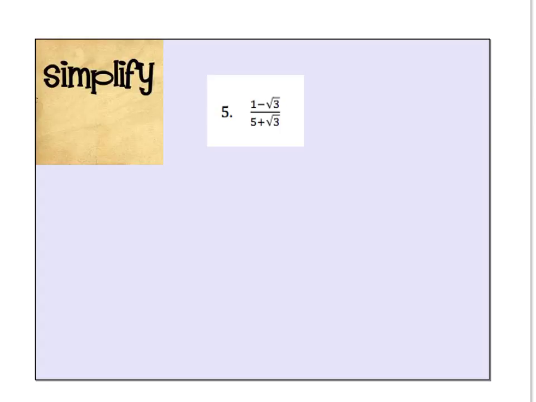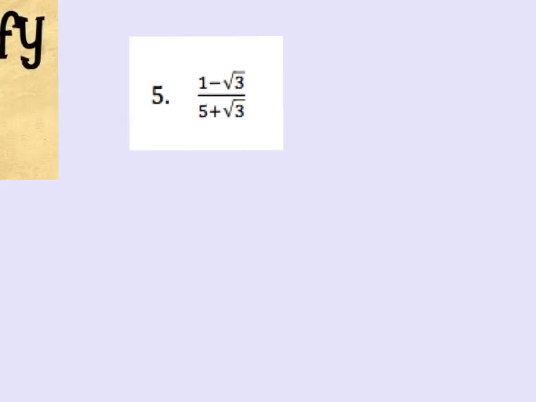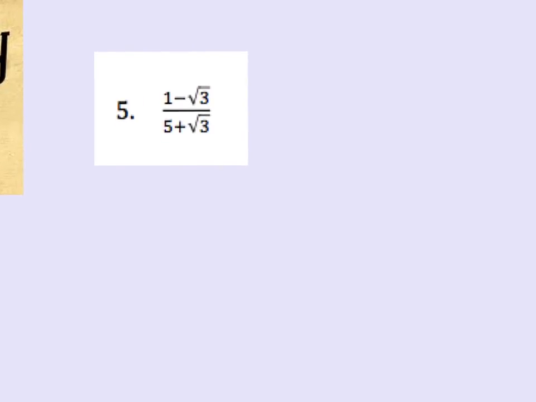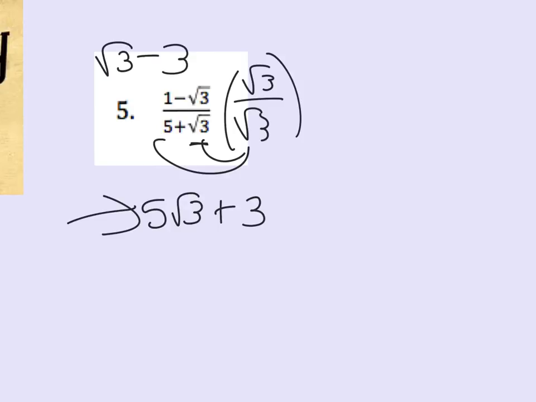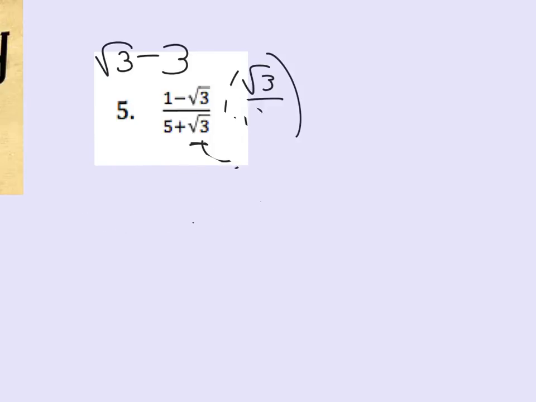So now division. Division is going to be interesting because I can't have a square root in the denominator, and I cannot just multiply both the top and bottom by square root of 3, because if I do that, I would have to distribute this, and I would get 5 square root of 3 plus 3 on the bottom, and I would get square root of 3 minus 3 on the top. Problem, I've still got a square root in the denominator. So I cannot do that. That does not help me.